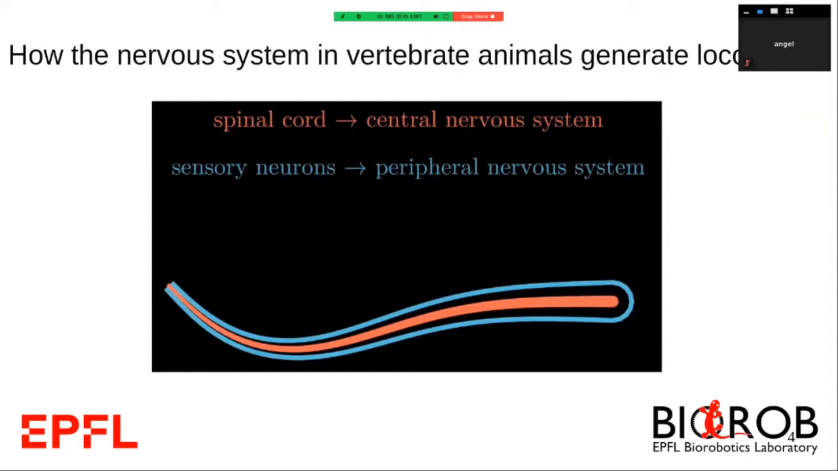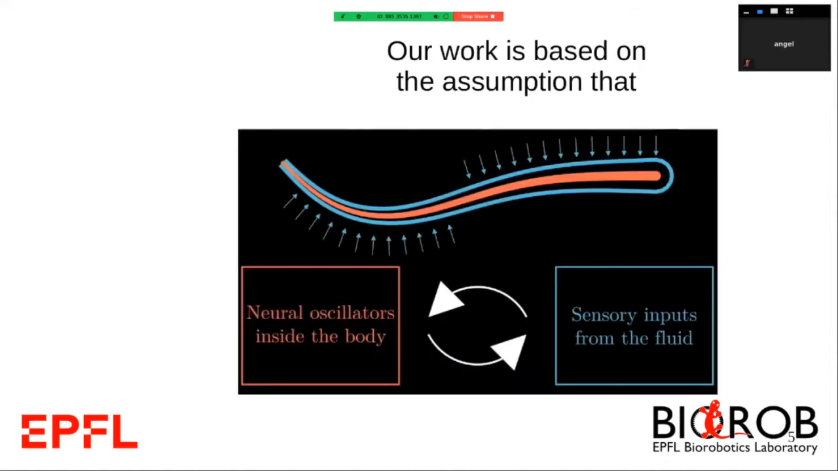Okay, so this debate was long ago. Different people support different parts, and now there is more research into how these two interact. And our work is mainly in that. We want to understand how these two parts are able to work together in order to generate locomotion. And for that, our work is based on the assumption that both the neural part, in this case the spinal cord, and the sensory feedback, the reflexes, collaborate with each other in order to generate the locomotion.